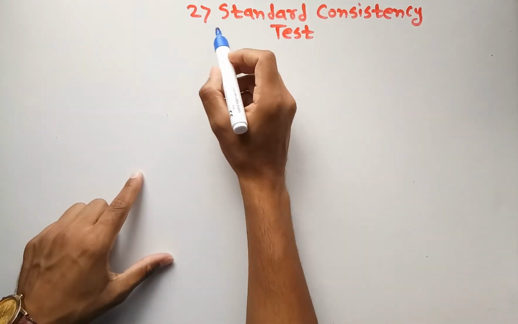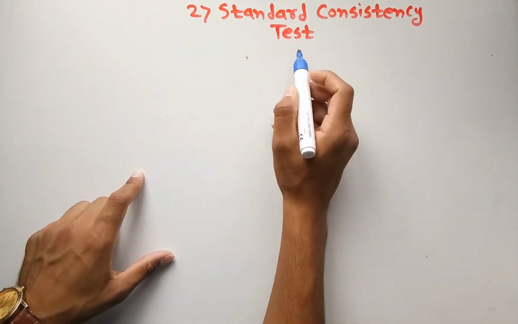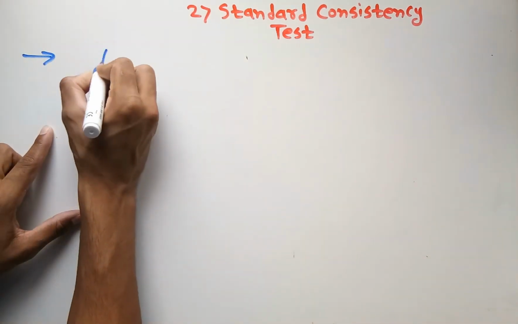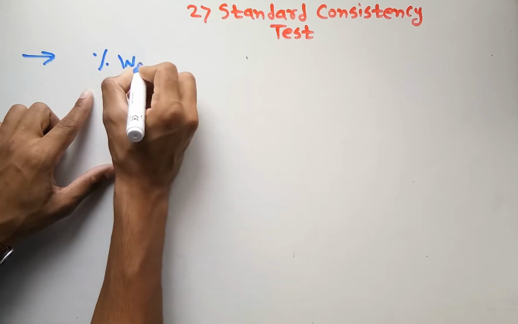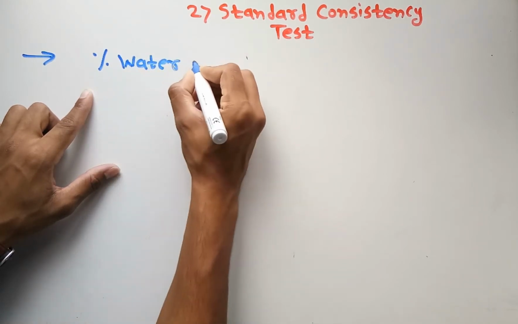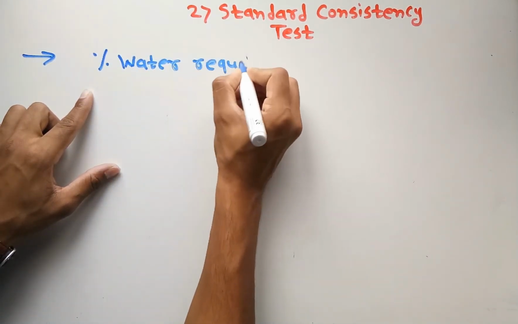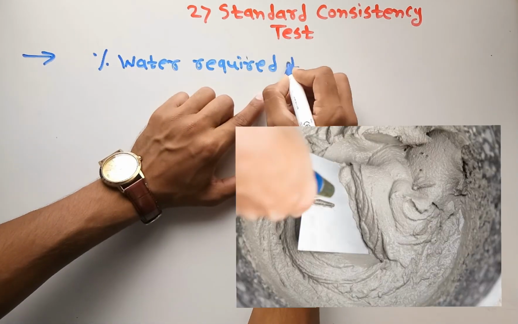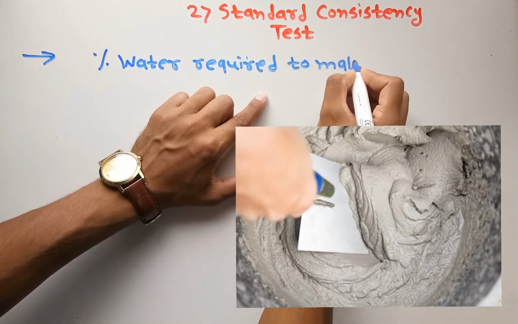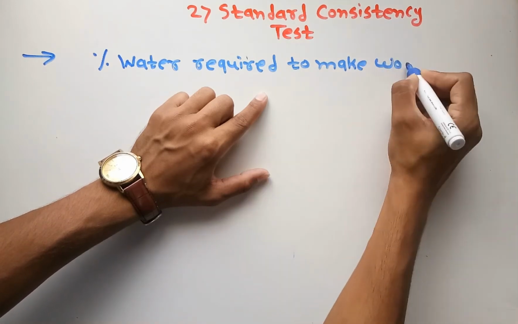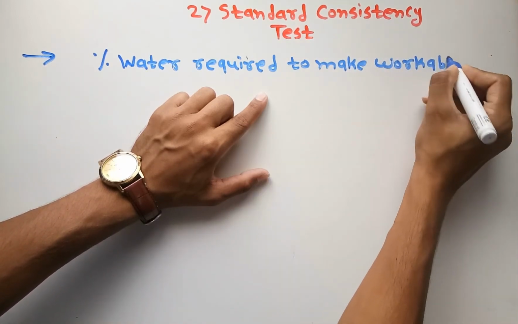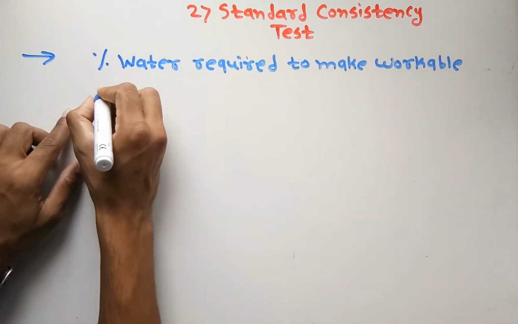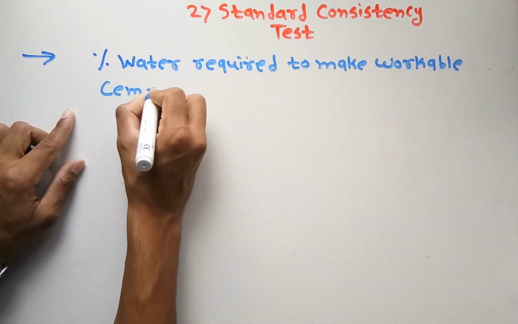So this is our second test, that is standard consistency test. First of all we will see what is meant by consistency. Consistency is the percentage of water required to make a workable cement paste.